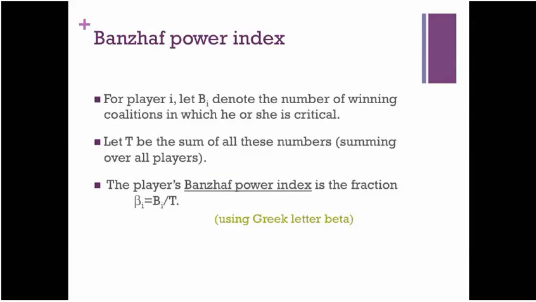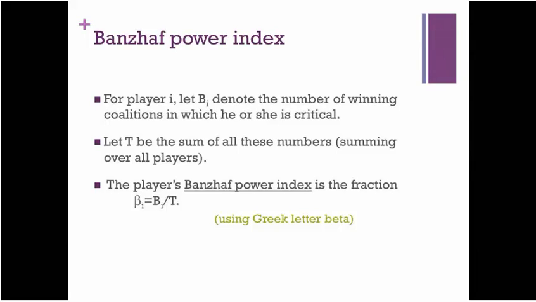So here's how we do it. I will explain it first and then we will do an example. For player I, let BI denote the number of winning coalitions in which he or she is critical. For example, if it's player number 1, then B1 means the number of winning coalitions in which player 1 is critical. So for each player we can compute this number. If there are 7 players, 1, 2, 3, 4, 5, 6, 7, then there will be 7 numbers, B1, B2, and so on down to B7.